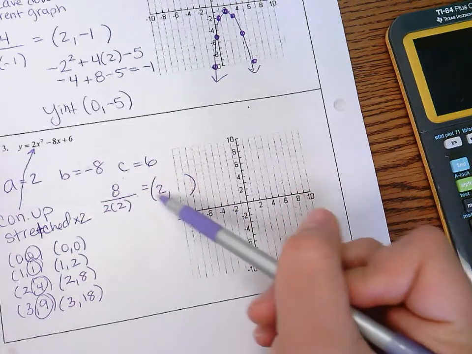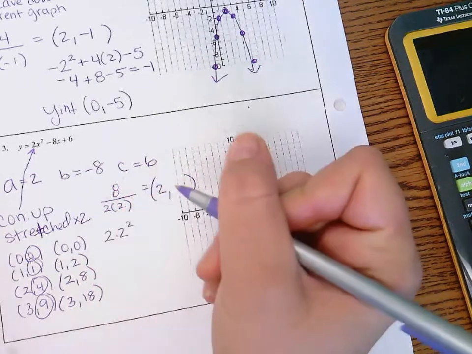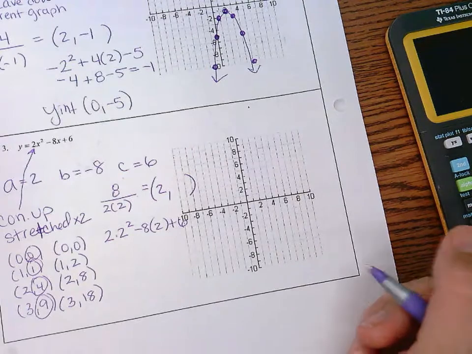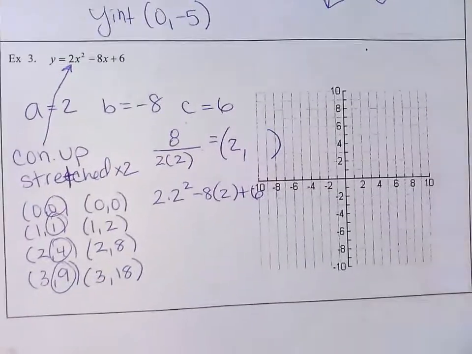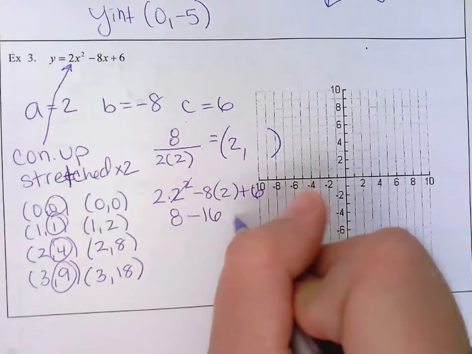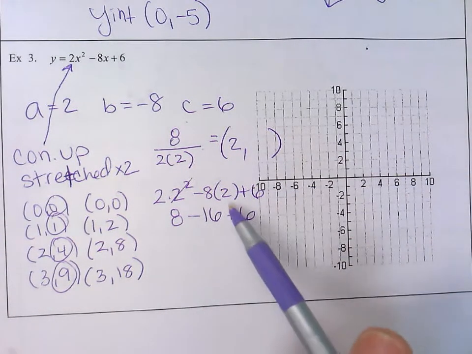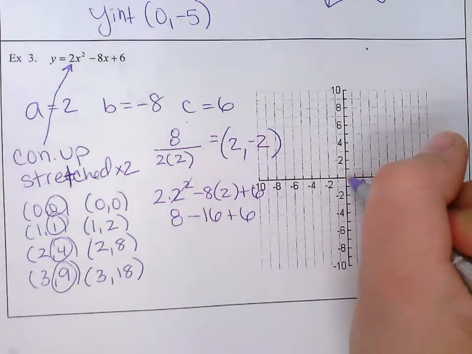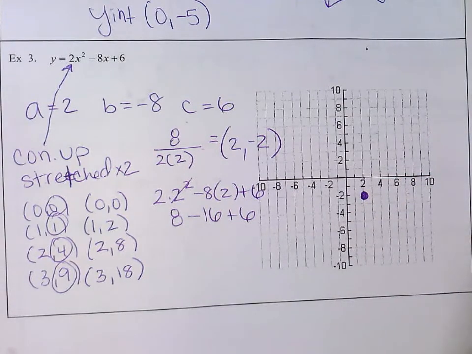So I'm going to take 2, plug it into the original equation. So 2 times 2 squared minus 8 times 2 plus 6. So some good algebra here with this mental math. Let's see, 4 times 2 is 8, minus 16 plus 6. Looks like -2, because I would have -10 plus 8 is -2. So 2 comma -2 is my vertex. Concave up, right?